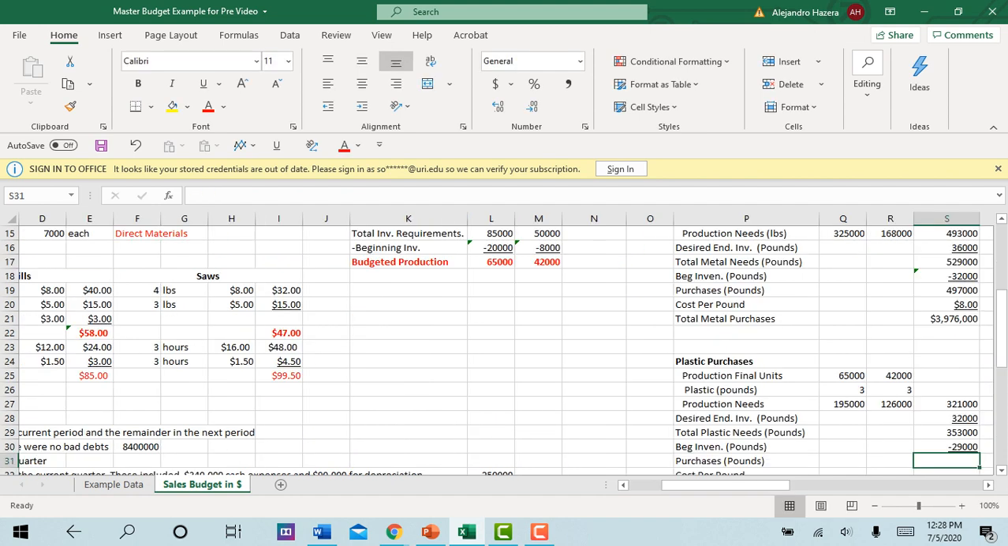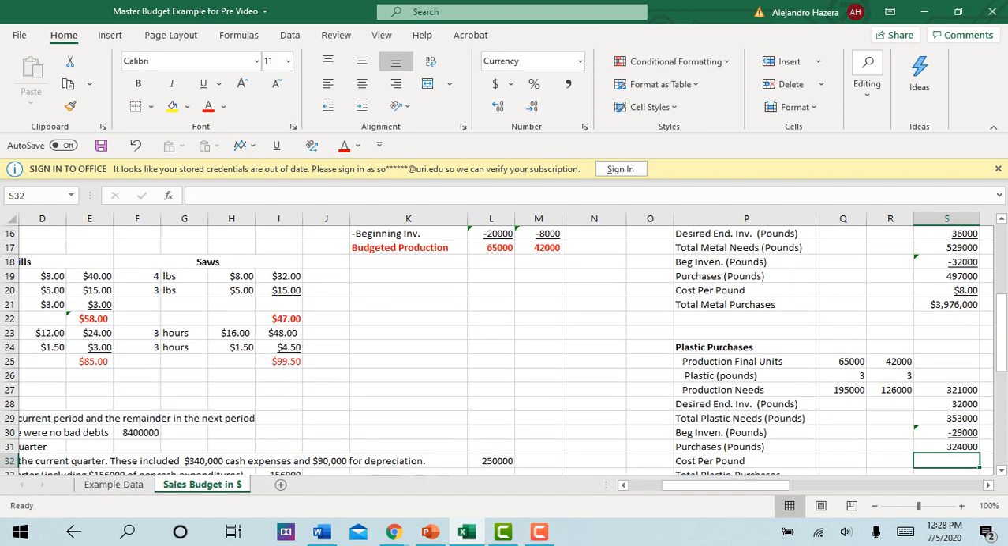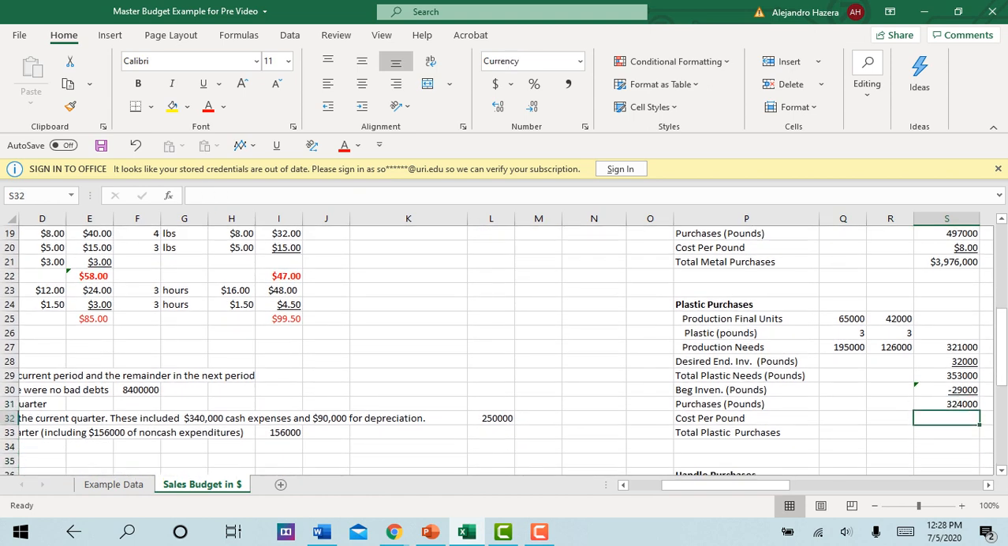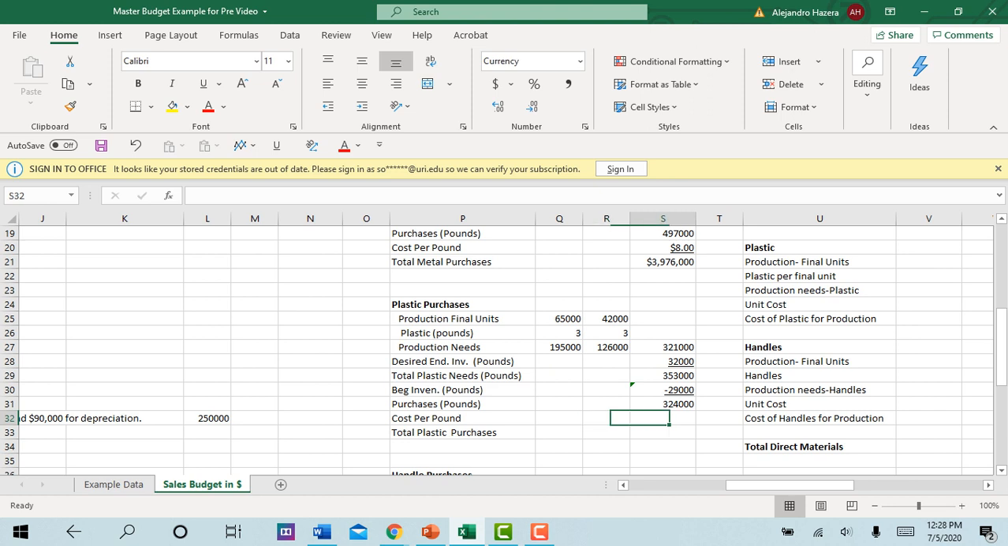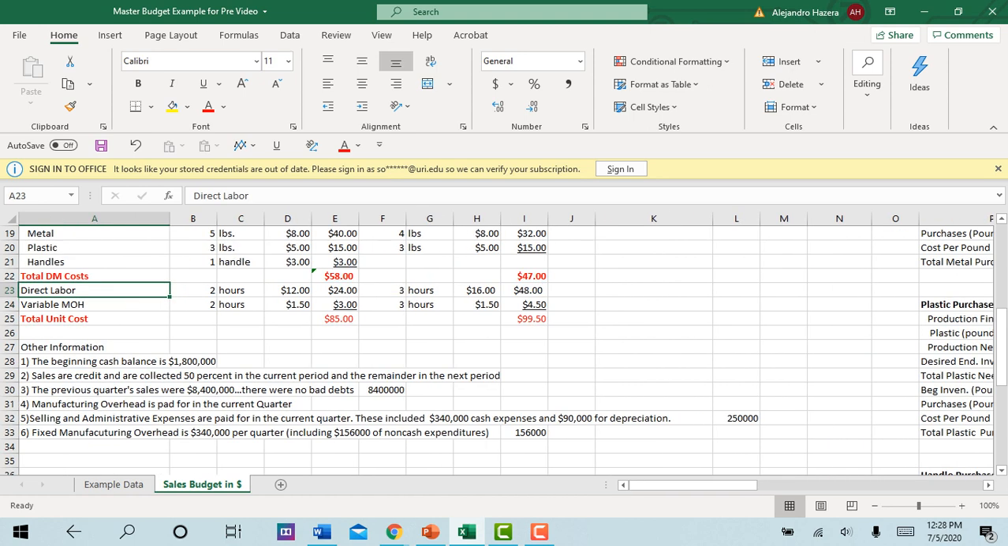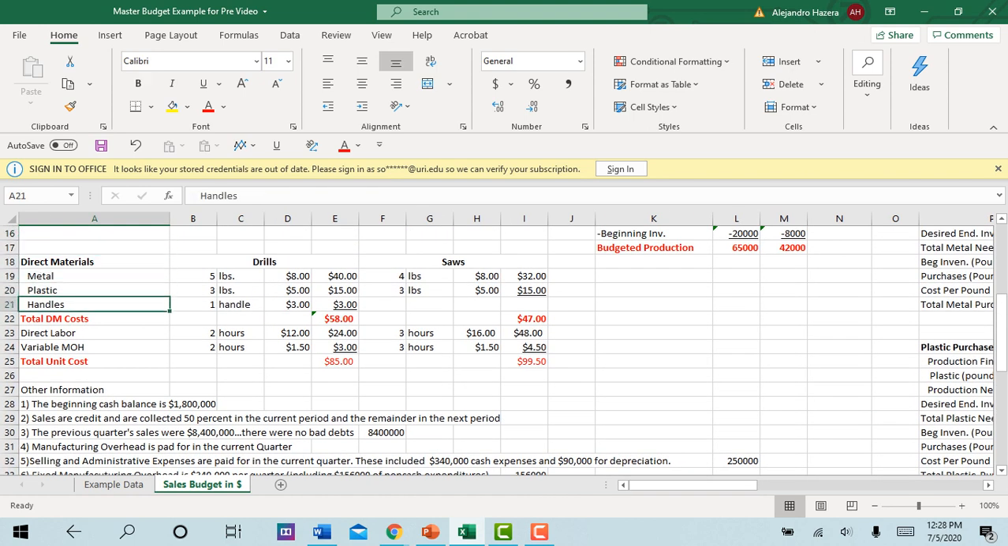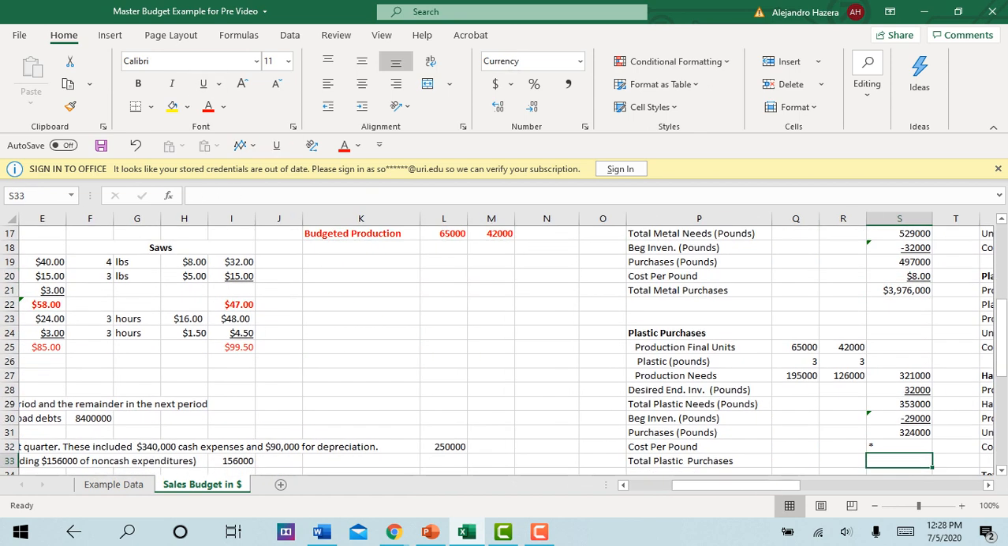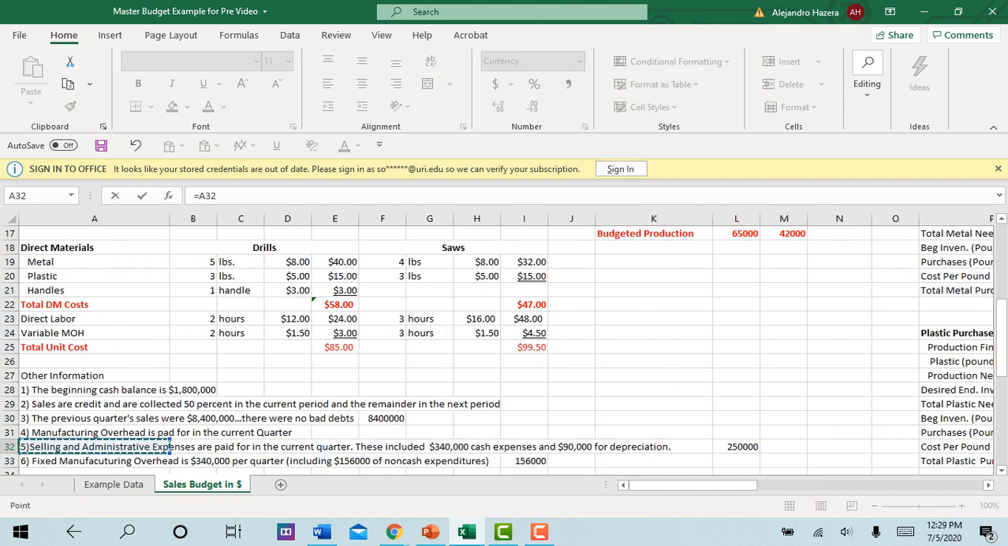That's going to give us total purchases of 324,000. If we multiply that times the cost per pound, you can go to the standard cost cards here. The cost per pound of plastic is $5. You can look at, it's either one of these numbers, that number, or that number. So let's make sure we got that here. The cost per pound of plastic is equal to $5. It's either number.